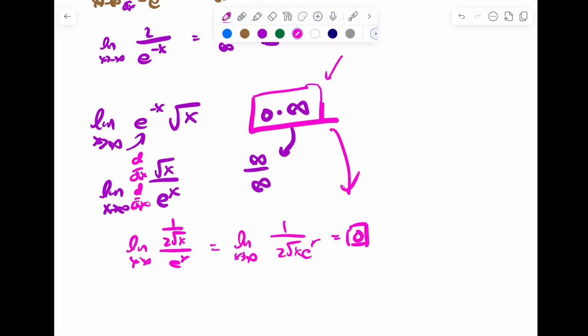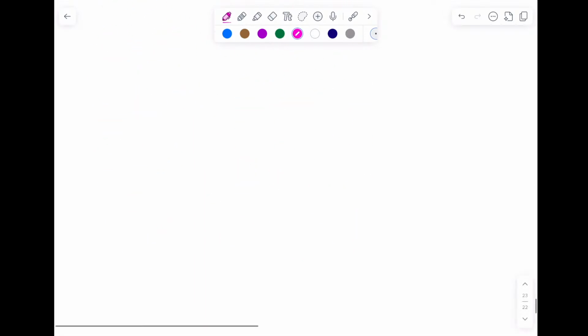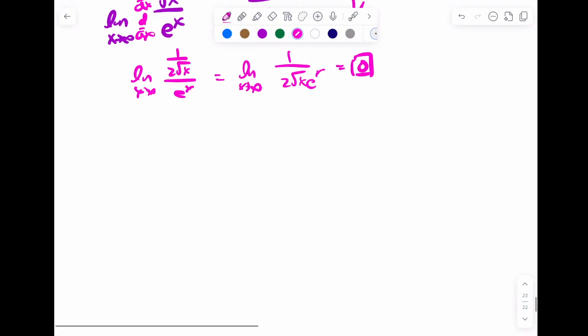But this is not always the case, because there's a reason why they're indeterminate form. For example, limit x approach to infinity of 1 plus 1 over x, to the x. Do you guys know what this is?